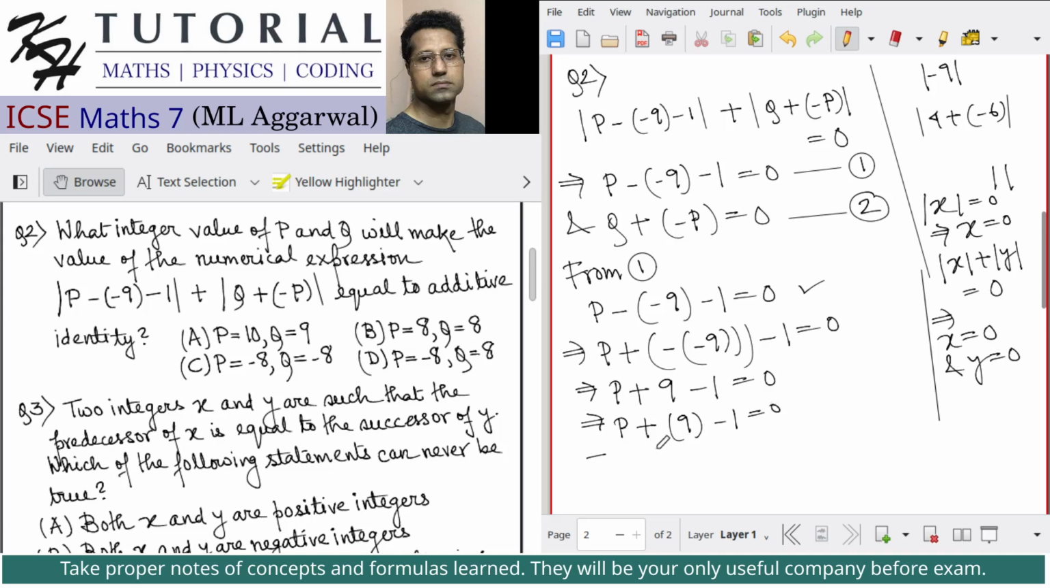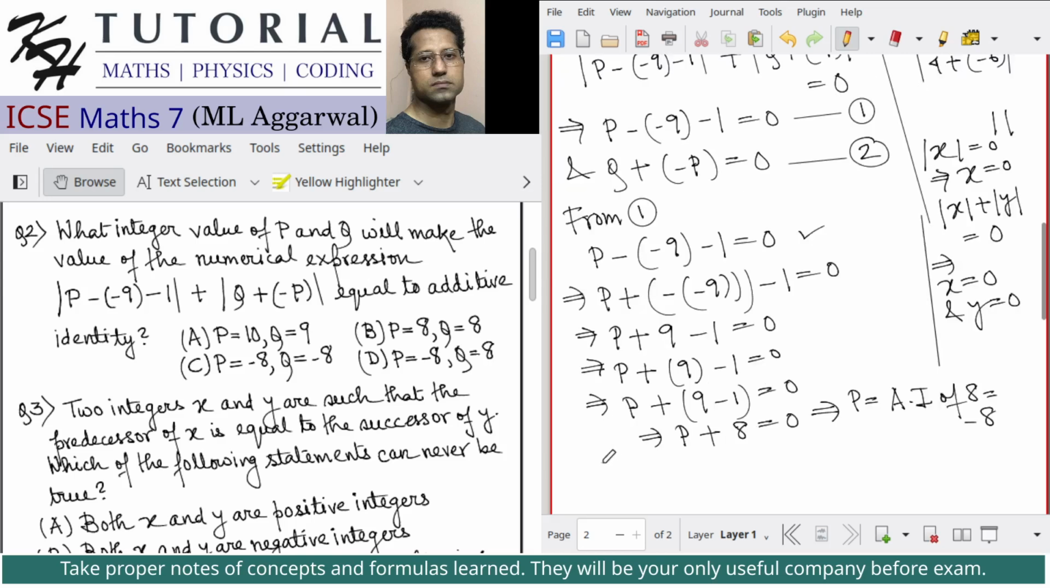is equal to 0. So this implies I can do 9 minus 1 is 8, P plus 8 is equal to 0. So now this implies P plus 8 is equal to 0, means that P is the additive inverse of 8, which is equal to minus 8. So we have found that P is equal to minus 8 from equation 1.